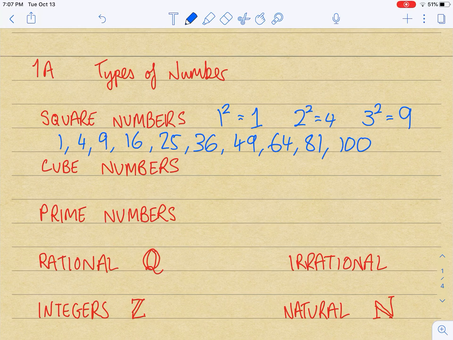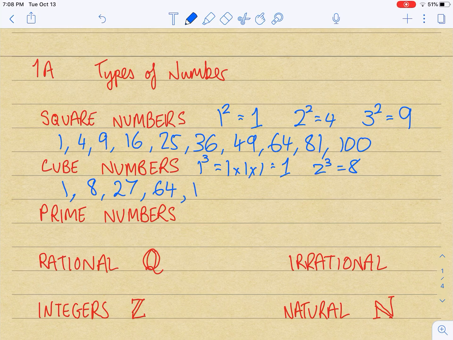Cube numbers, you don't need to know the first 10, probably the first 5 is enough. And this is a result of cubing. So 1 times 1 times 1, that is the first cube number, which is 1. Then 2 cubed means 2 times 2 times 2, which is 8. And then 3 cubed is 27. 4 cubed, 4 times 4 times 4, is 64. And then 5 cubed is 5 times 5 times 5, 125.